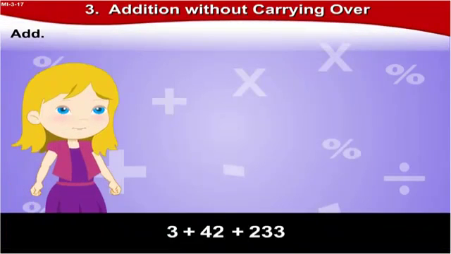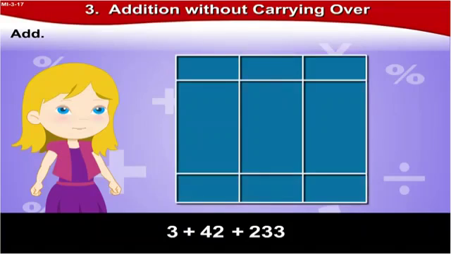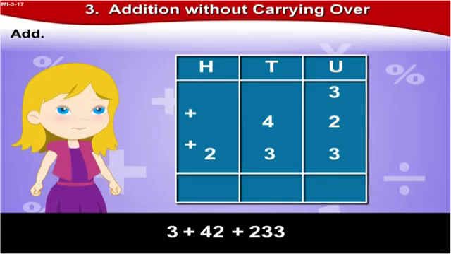Next sum is 3 plus 42 plus 233. First we'll arrange them in vertical order by writing HTU. Now 3 is 3 units, plus 42 would be 4 tens 2 units, plus 233 would be 2 hundreds, 3 tens, 3 units. If you begin the addition from the units column, 3 units plus 2 units is 5 units, plus 3 units would be 8 units.